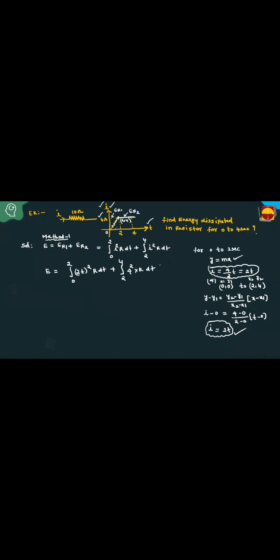Now you have to integrate and substitute the limits. What you can get? R is common, so take it common. This is 4. Integration of t square is t cube by 3. Limits are 0 to 2. Yes, 426.6 watt. Very good.